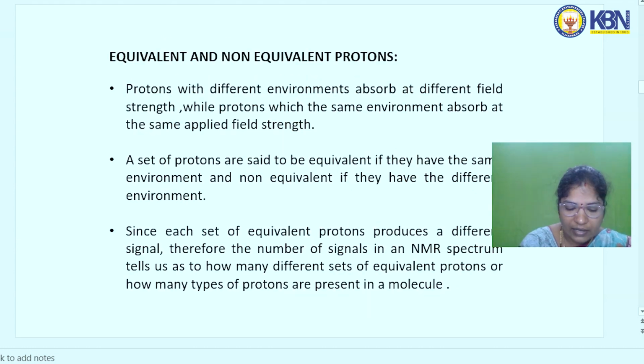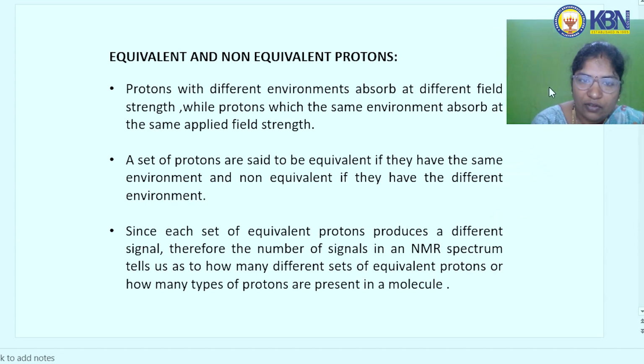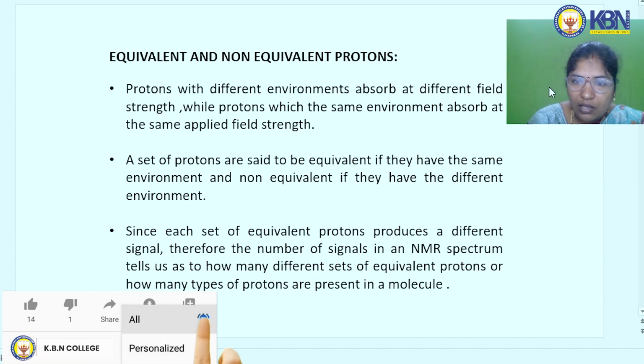Equivalent and non-equivalent protons. Equivalent means same, non-equivalent means unequal. Protons in different environments absorb at different field strengths, while protons in the same environment absorb at the same applied field strength. When protons absorb at the same field strength, they are said to be equivalent protons. Different types of absorptions indicate non-equivalent protons.